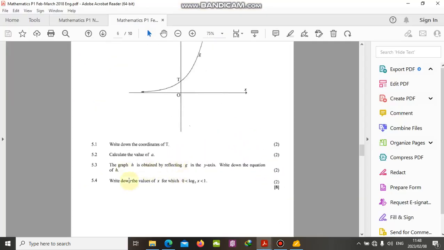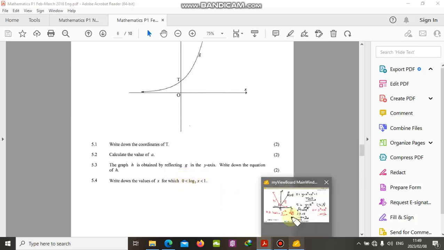Next question is 5.4. They say write down the value of x for which 0 is less than the inverse graph, y for that inverse is less than 1. So I understand this might help, right? So let us get the chart for explaining.